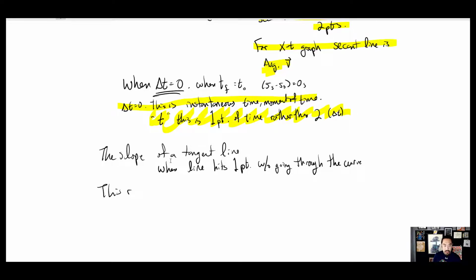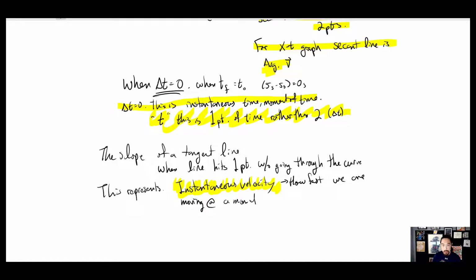This represents instantaneous velocity. Ta-da! We finally did it. We got to our big word. So what this means, instantaneous velocity, is how fast we are moving at a moment of time. Perfect. So instantaneous shows us how fast we are moving in a single moment of time.